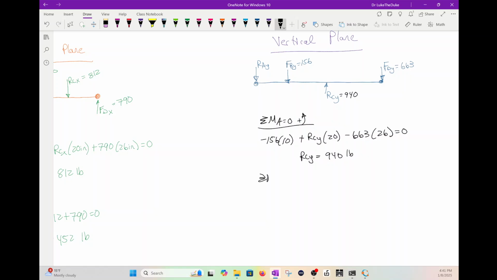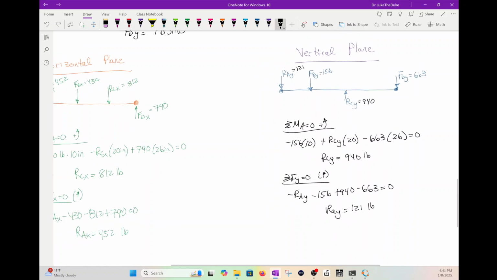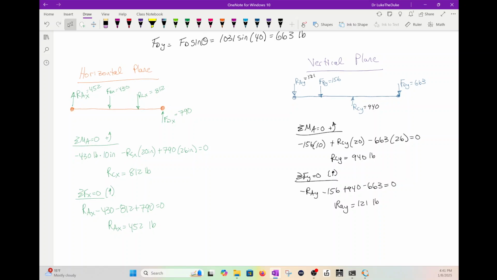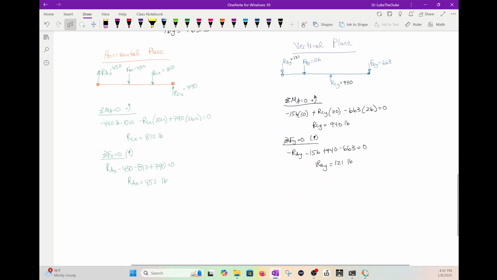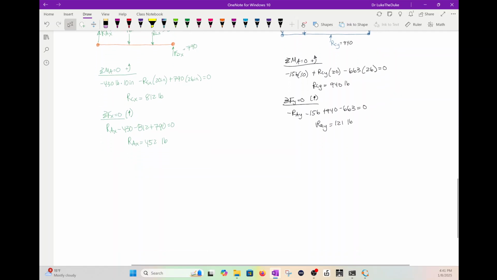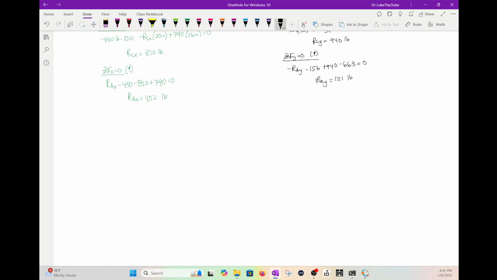940. Sum the forces in the y, set it equal to 0. Up is positive: minus RAY minus 156 plus 940 minus 663 equals 0. RAY equals 121 pounds. Whew. Okay. We have now found the forces exerted from the gears, the forces exerted on the sheave, and the reaction forces in both directions. And now what we can do is a shear and moment diagram.